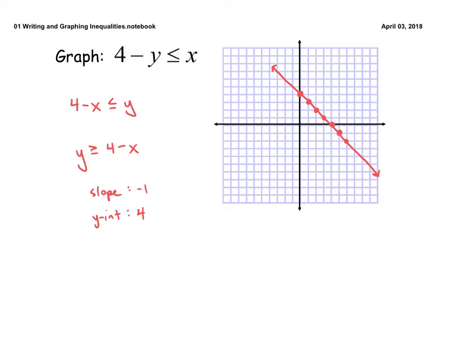So for instance, 0, 0 is not on the line, and 0, 0 is a really easy point to use. So I'm going to test this. I have 4 minus y, remember y is 0, is less than or equal to x, which is 0. And my question is, is this true or false? If I simplify this down, is 4 less than or equal to 0? The answer is no. The beauty of an inequality like this is that if a point like 0, 0 doesn't work, then I must shade the opposite side. If 0, 0 did work, then I would have to shade that side. It's an all or nothing thing.